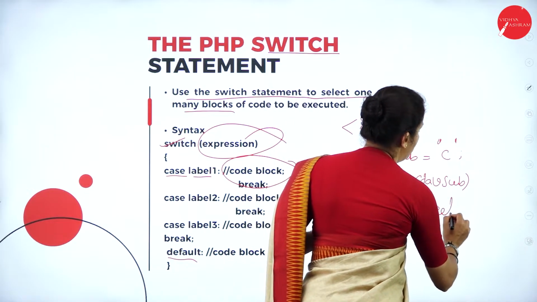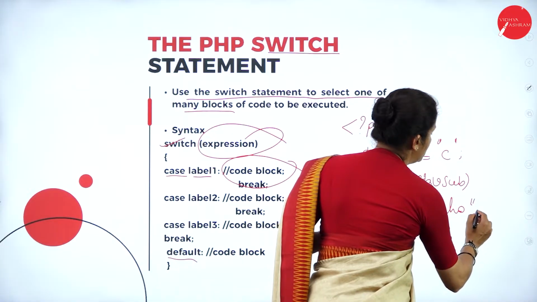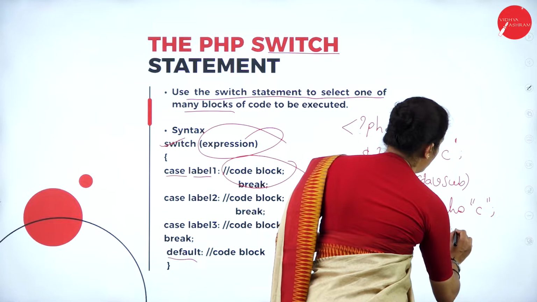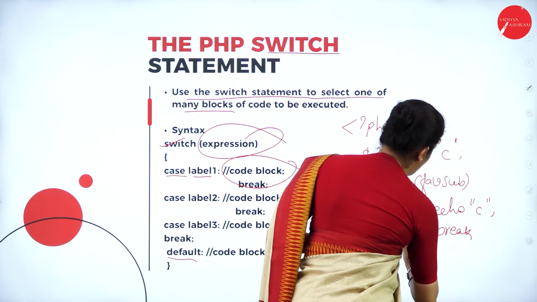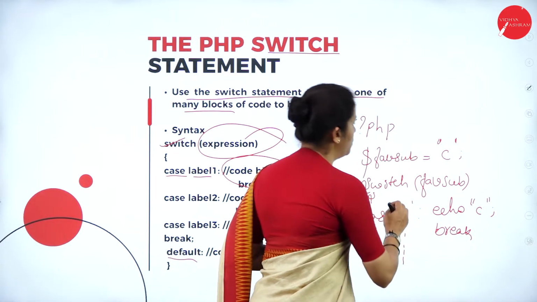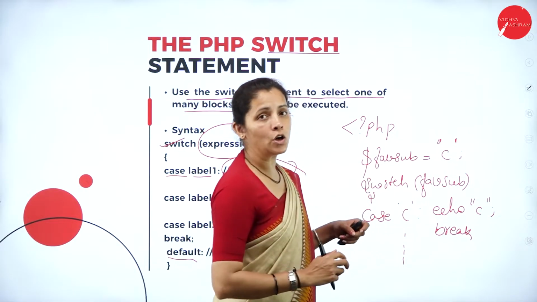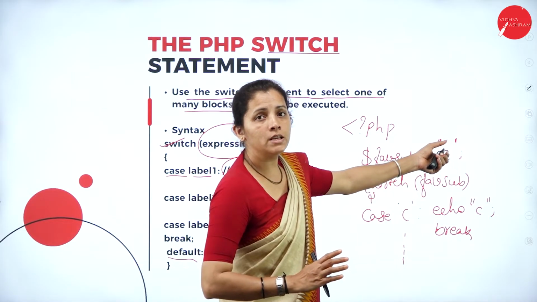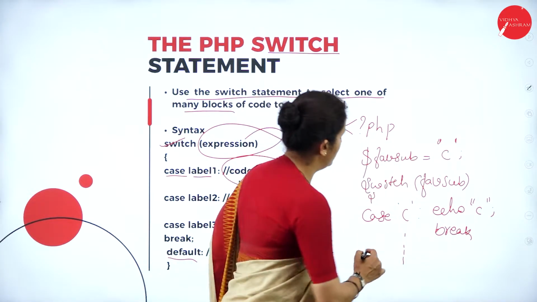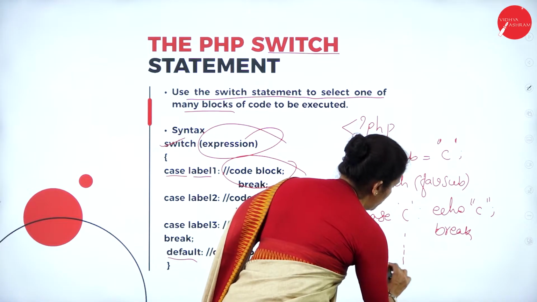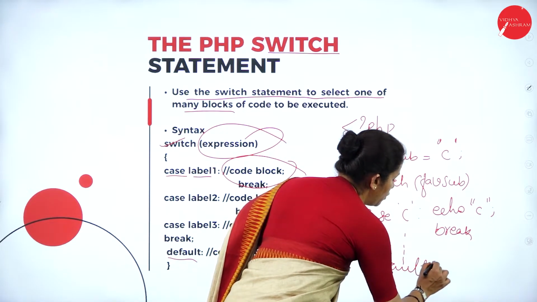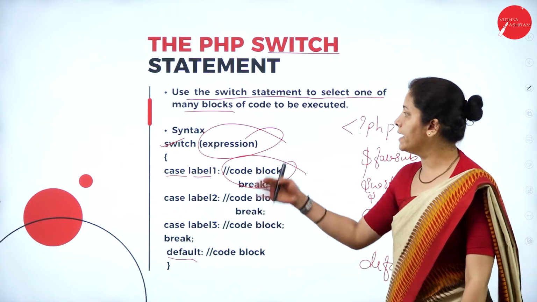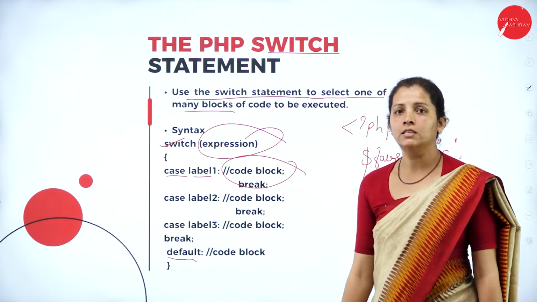Then I'll display echo it is C. Then what I'm doing, I'm going to break and this is going to continue. And suppose my favorite subject is not a programming language. Instead of that, if I enter something like colors, then in my default section, what I want to do is display it as invalid option. So this is the way I can write the PHP script.